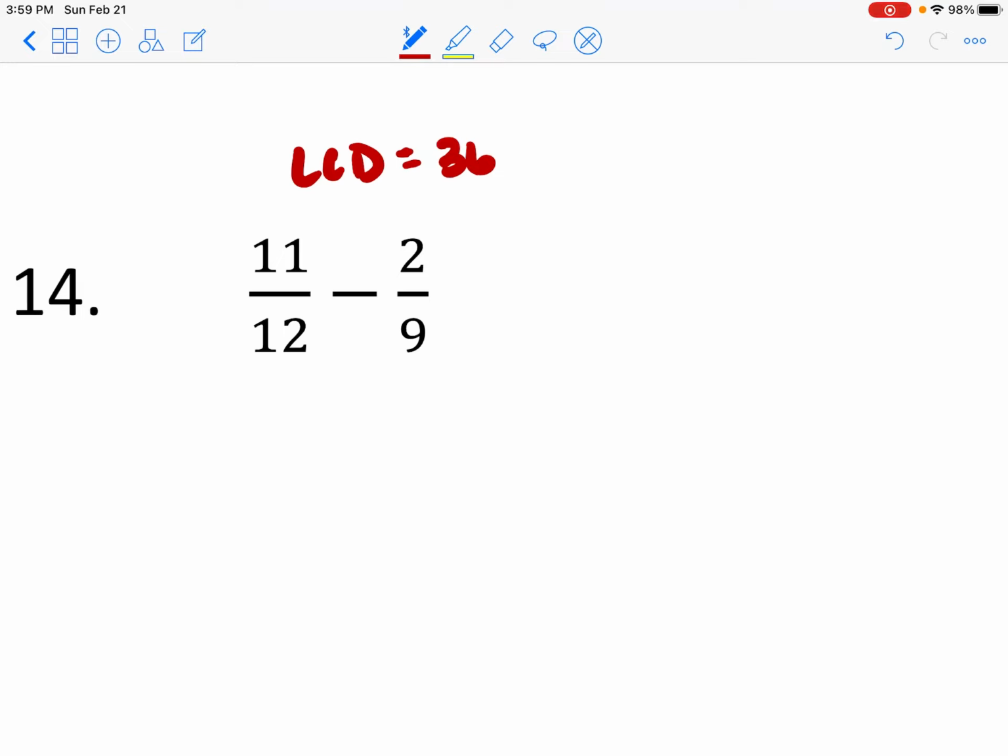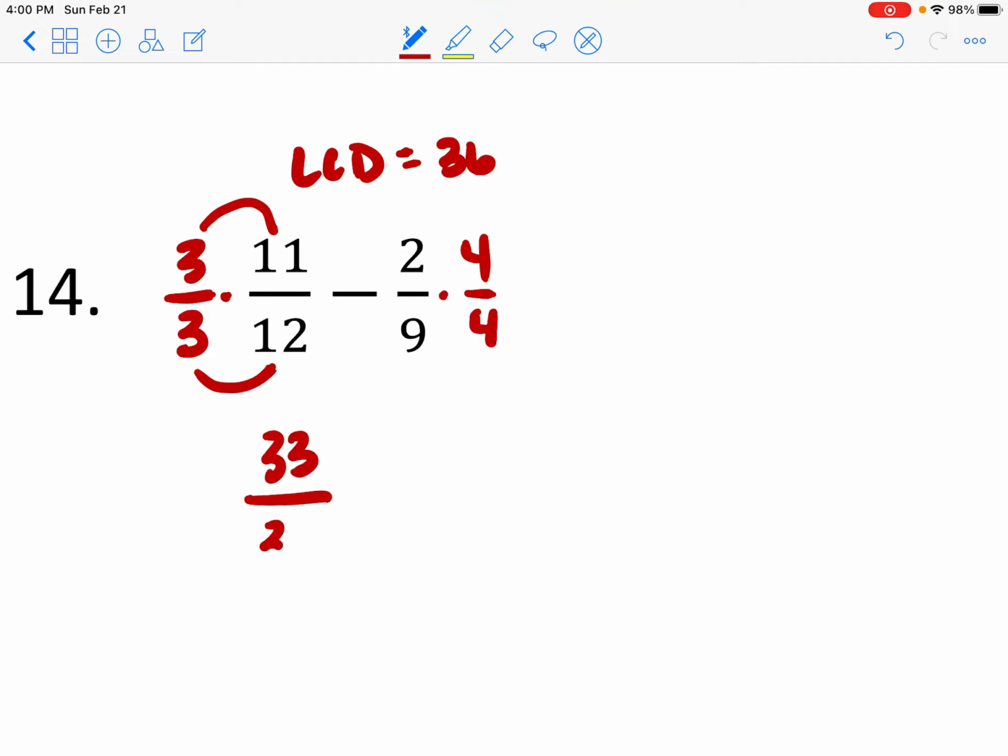To get from 12 to 36, I'd have to multiply by 3. So I'm going to multiply by 3 over 3 here. And to get from 9 to 36, I have to multiply by 4. So I'm going to multiply by 4 over 4 here. That gives me 33 over 36 to subtract, and then subtract 8 over 36.